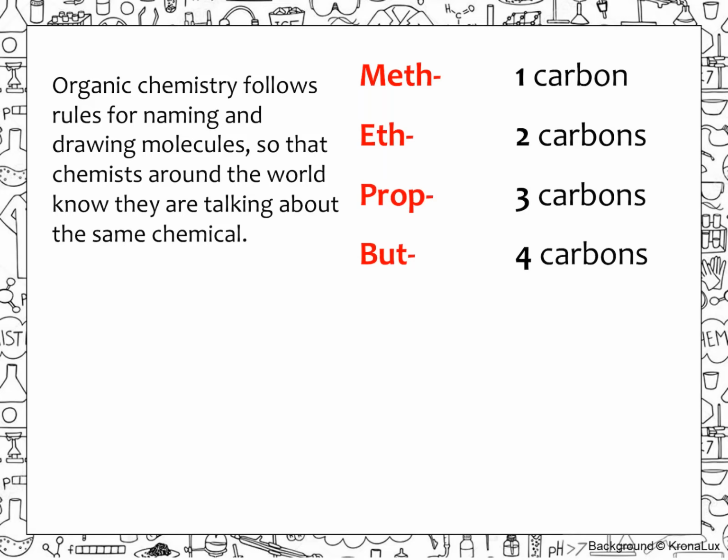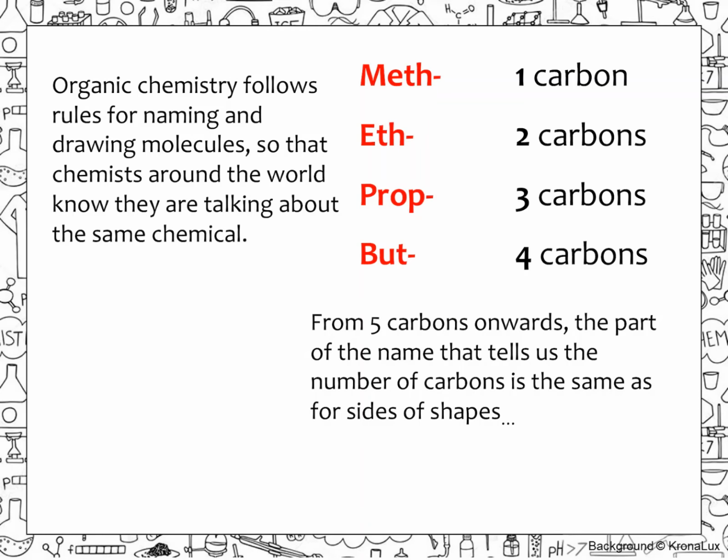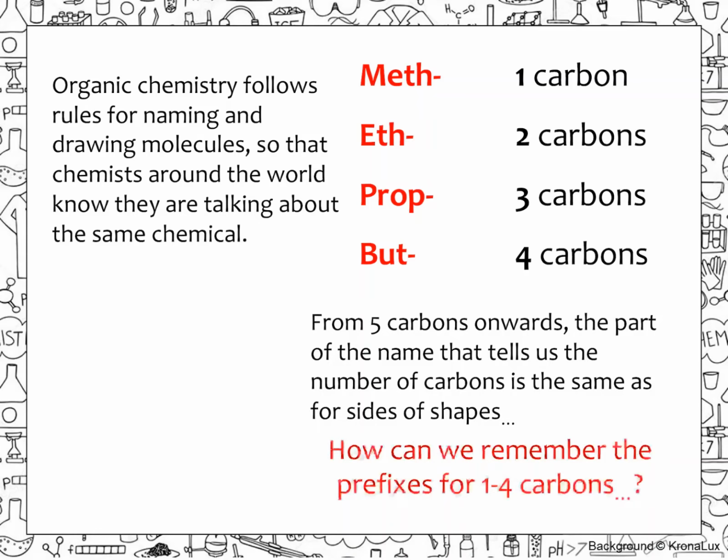Now, after 4, from 5 carbons onwards, the part of the name that tells us the number of carbons is the same as for the names of shapes, which is quite handy. Pent 5, hex 6, hept 7, oct 8, non 9 and dec 10. But how can we remember the prefixes for 1 to 4, which are the ones you need to learn?